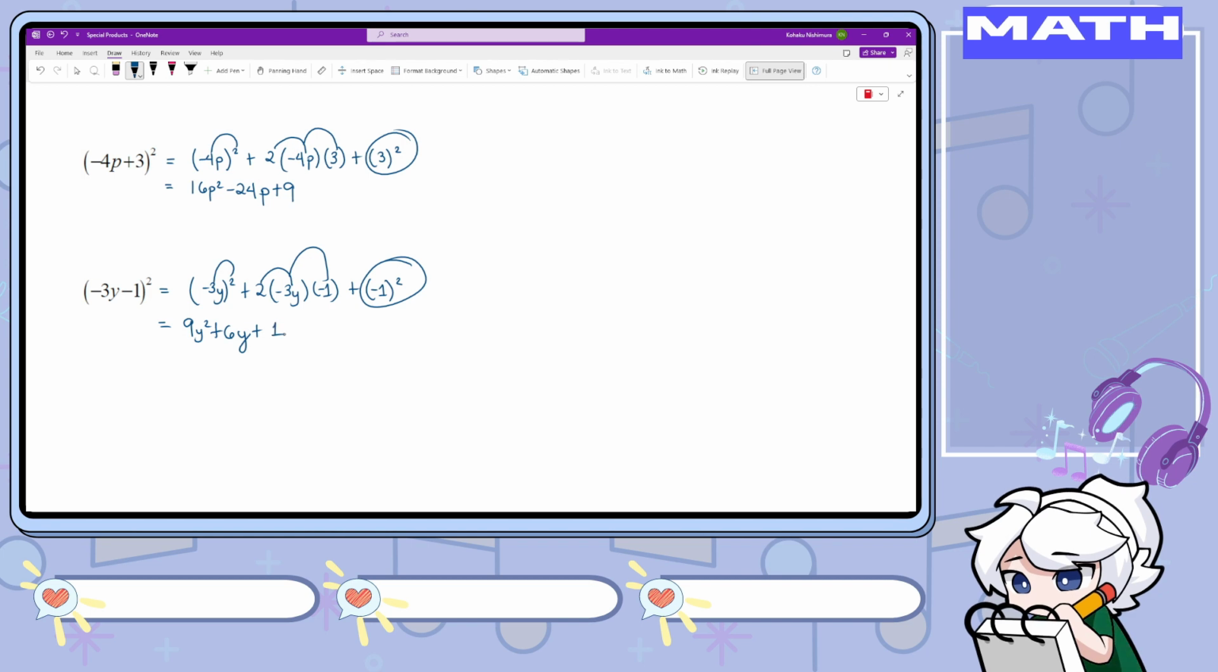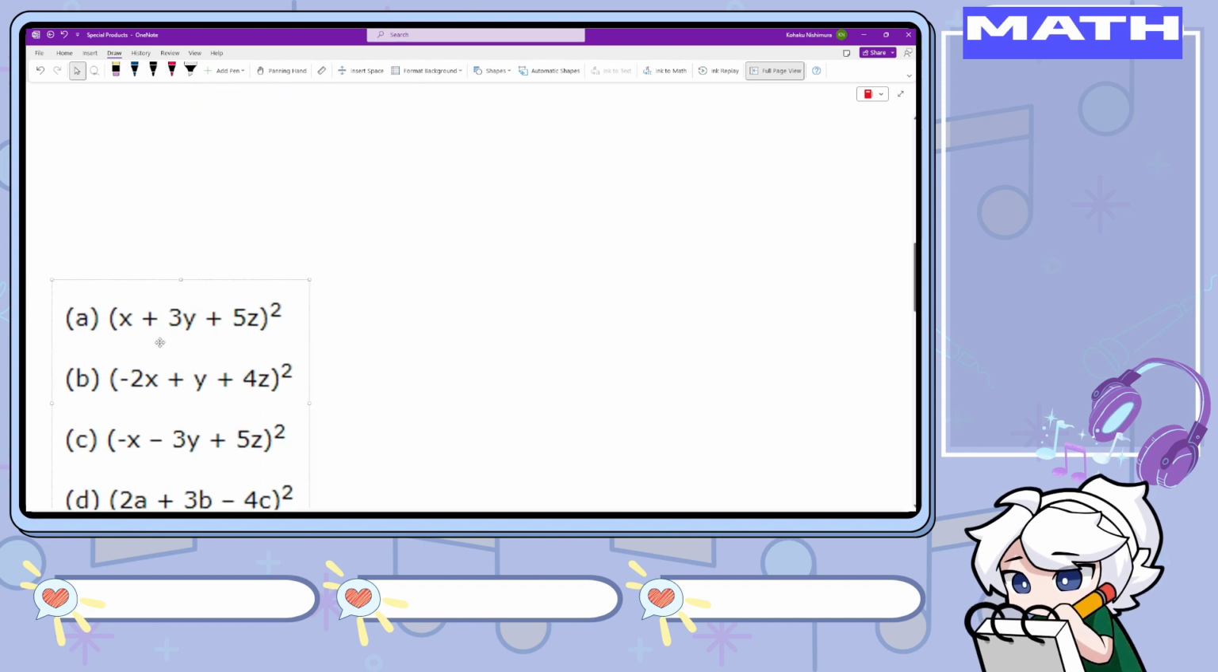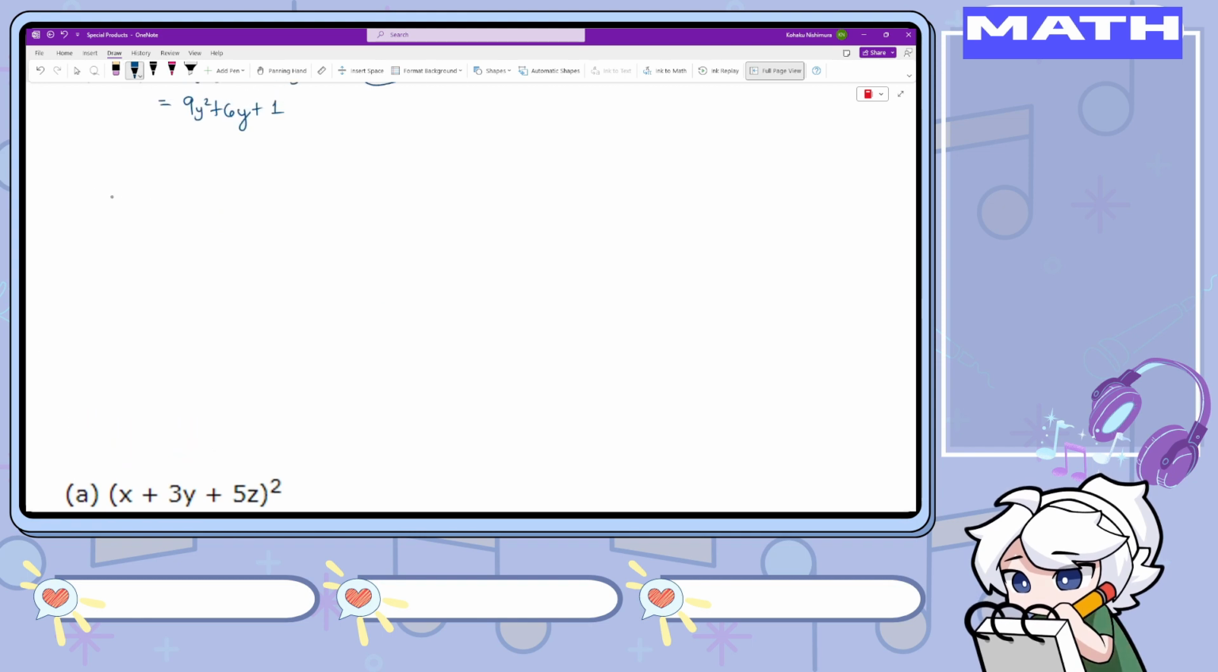So the first one is pretty simple and straightforward, right? And with that, let's move on to the second concept. Now, we are going to have the square of a trinomial.